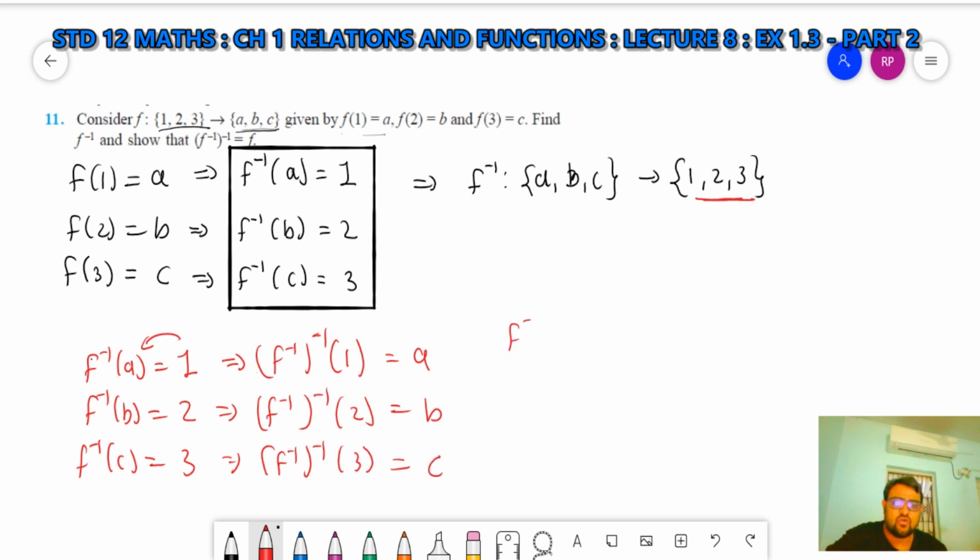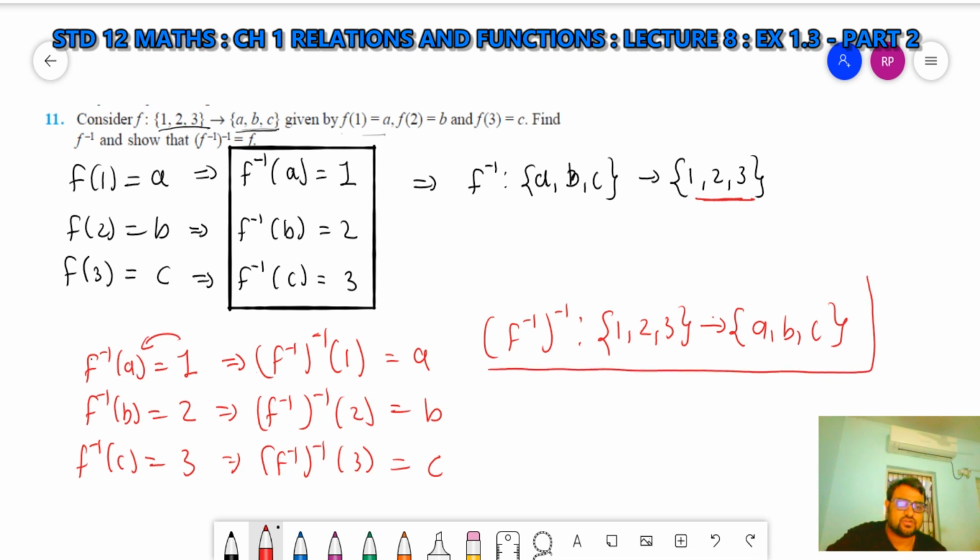So I can write down F inverse is from which elements I taken? The domain 1, 2, 3. What range I got? That I will take it as codomain A, B, C. Now say this function. This is equal to F.